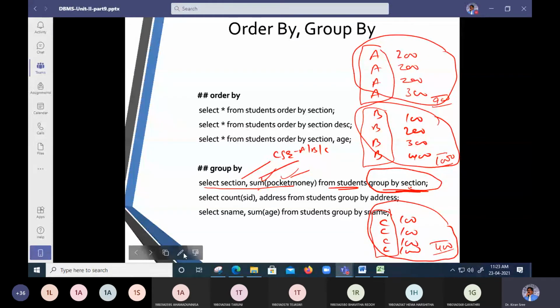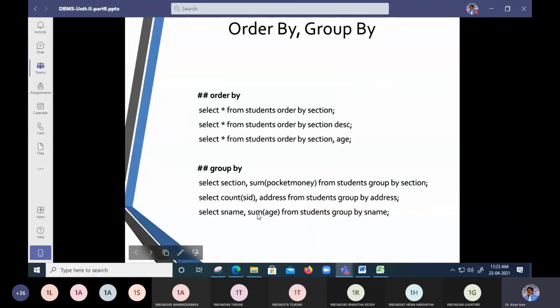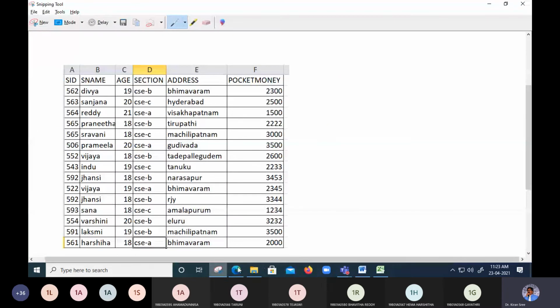Let us take another example. In this example, we will take up the count value, count of SID. Before that, I should explain what this count of SID will give. The count function says how many SIDs, how many rows are there in that record, in that database. It is going to mention that.